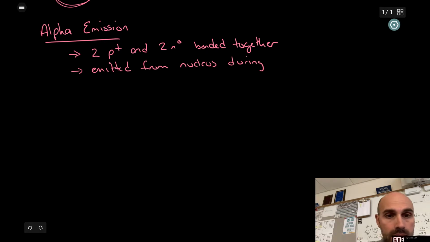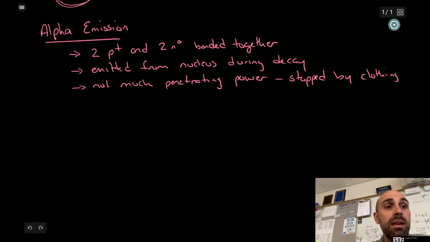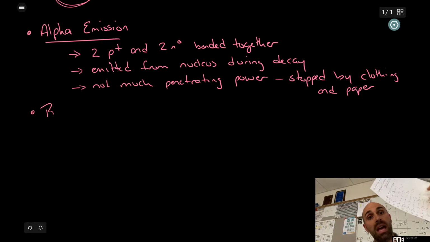Continuing on, more about alpha emissions, it's emitted from the nucleus of an unstable atom during decay. And these alpha emissions, they're not very strong. They don't have a lot of penetrating power. In fact, clothing or paper can stop alpha radiation.